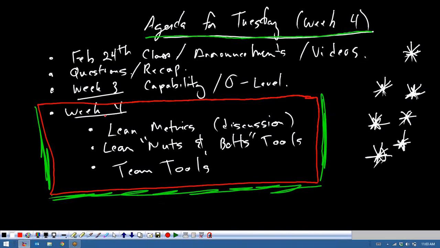And then I want to jump into the week 4 metrics. Now in week 3 we were doing a lot of calculations and statistics. In week 4, the beginning is going to be lean and team tools. That's today. We'll cover most of that today. I want to be very brief though, and really just cover the lean nuts and bolts tools and the team tools.